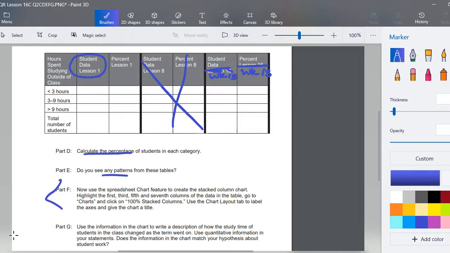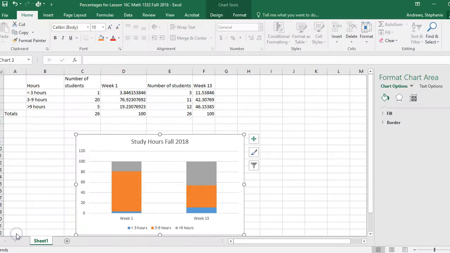Let's use a spreadsheet feature, do the 100% stacked columns, and then finally use the information to write a description of how study time of the students in the class has changed as the term has gone on. Use quantitative information in your statements, and does the information in the chart match your hypothesis about student work? We assume that you may have one thought about studying at the first of the semester, and then as you get into the details of the course, it is very likely and kind of expected that your study time will increase.